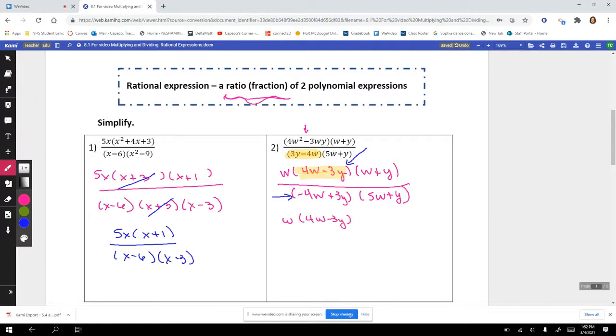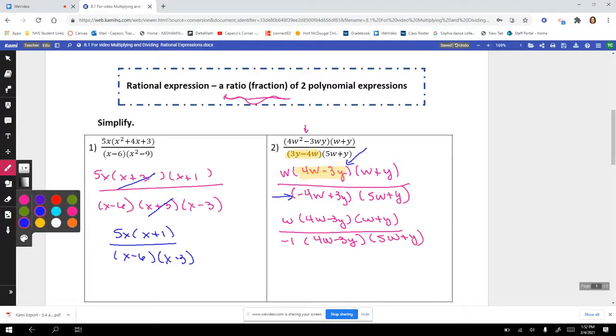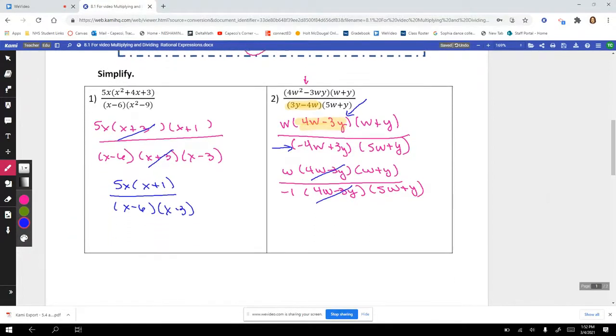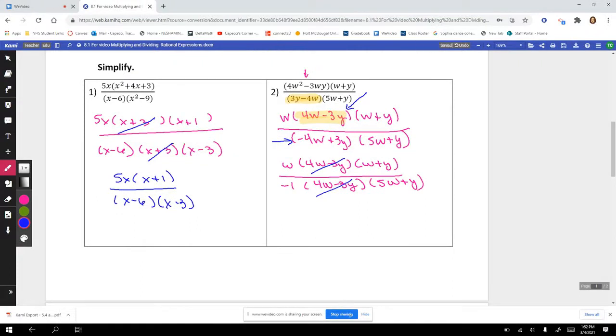So I'm going to rewrite my numerator. My denominator, I'm going to factor out a negative 1. And then I'm left with 4w minus 3y. And again, I rewrite 5w plus y. From here, now I can see these binomials are exactly the same. So now I'm going to simplify. This negative, I'm actually going to kind of move up, right? w divided by negative 1 gives me negative w, multiplied by the quantity of w plus y all over the quantity of 5w plus y. So there's my final answer right there.